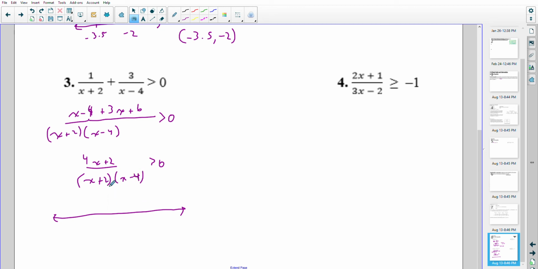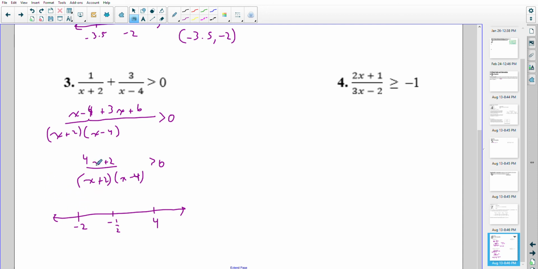So again, looking at this, I'm going to have a negative 2. The 0 is going to be at negative 1/2. And the other point that makes this undefined is going to be at 4. Now, notice that I did this in order, and I did in my head, so I'm saving some steps as I go along. Now you have to test the top and the bottom to see if it's positive or negative.